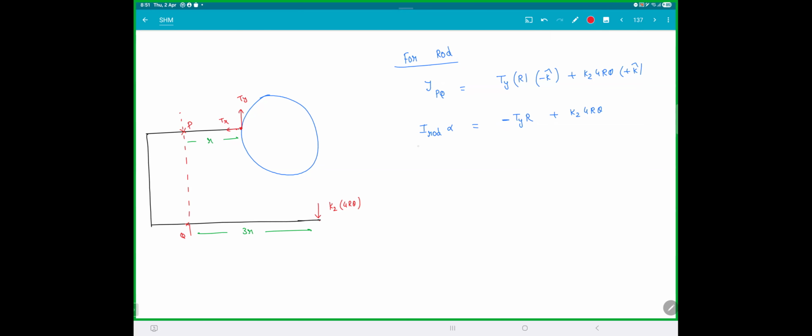Wait, I made one more mistake. K2 4r theta into distance, which is 3r. That would be 12.